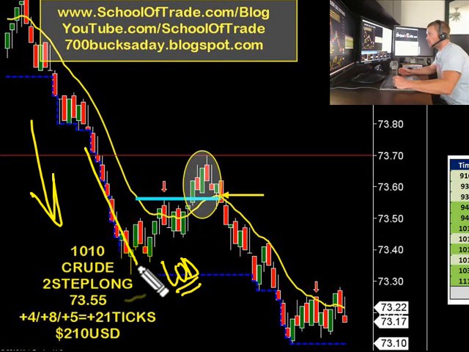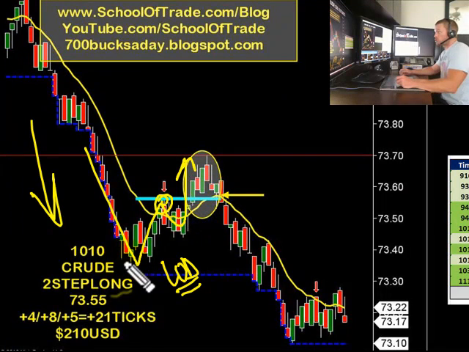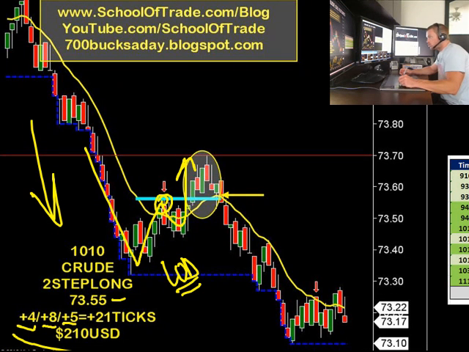We bounce off the low of day. There's my swing high. We break back above that swing high. There's my two-step long at 55s at 10 minutes past 10. 2 off at 4, 1 off at 8, 1 off at 5. That's 21 ticks or 210 USD.